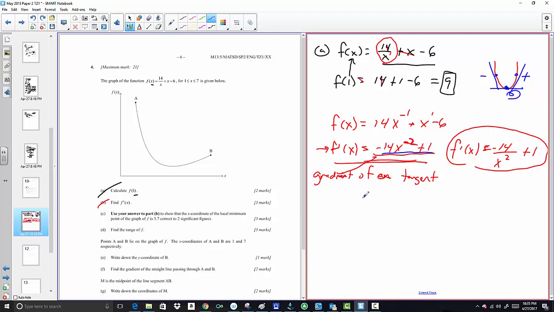So what I'm going to say then is that this derivative here, which is negative 14 over x squared plus 1, is equal to 0. So when I do that, I can then say that negative 14 over x squared is equal to negative 1, because I subtract 1 from both sides. That means negative 14 is equal to negative x squared when I multiply both sides by what?